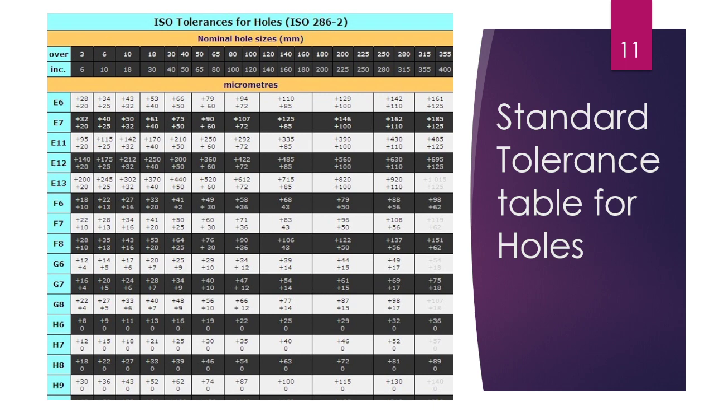Okay, this is our mechanical work. Here is a table from where we can find, according to the dimension and the level of accuracy that you want to work with, the tolerance, and the upper and lower deviation of that tolerance.